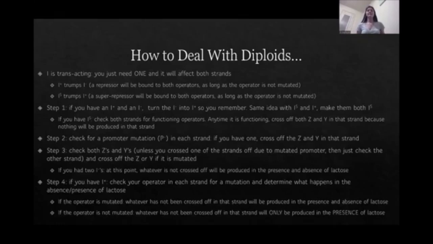And for our next step, if you have an I plus, you're going to check your operator in each strand to see what happens. So if we have I plus, but our operator is mutated, that means that our repressor molecule can't bind there. So whatever has not been crossed off will be produced in both presence and absence of lactose. If the operator is not mutated, so it's functional, whatever has not been crossed off at this point will only be produced in the presence of lactose.